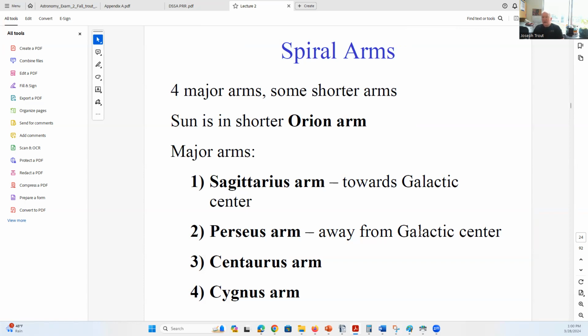So our spiral galaxy has four major arms and some short arms. And the sun is in a shorter arm called the Orion arm. The major arm of our spiral galaxy is the Sagittarius arm, and that's towards the galactic center. The Perseus arm is away from the galaxy center. Then there are the Centaurus arm and Cygnus arm.